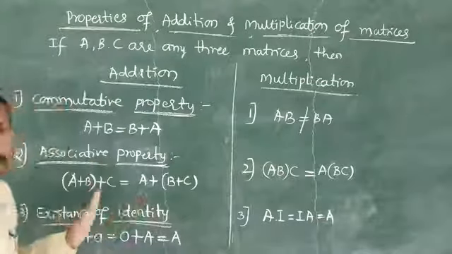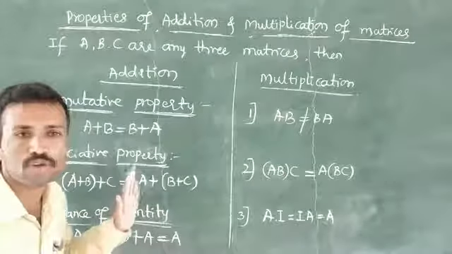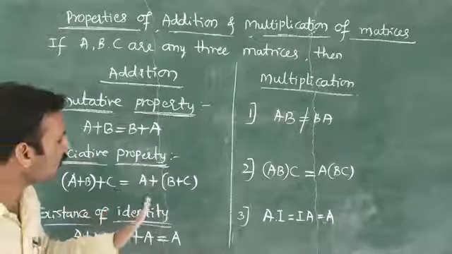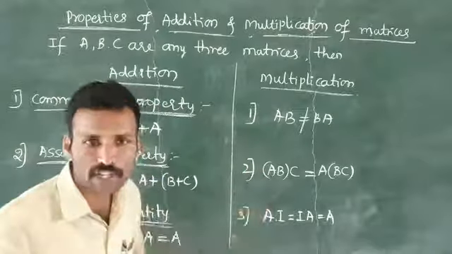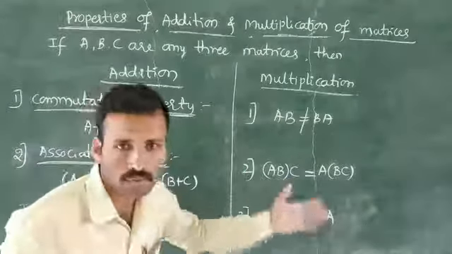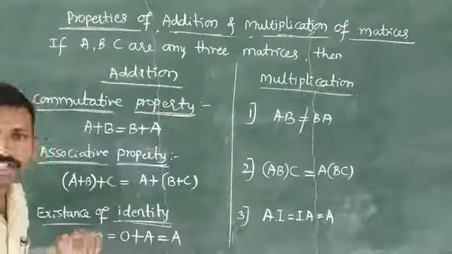Next is the associative property. The associative property for addition also holds, that is A plus B plus C is A plus of B plus C. Similarly, the associative property for multiplication also holds, that is AB into C is A into BC.